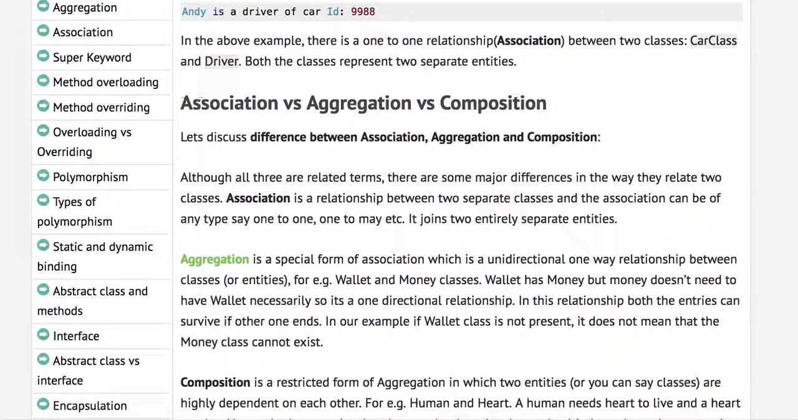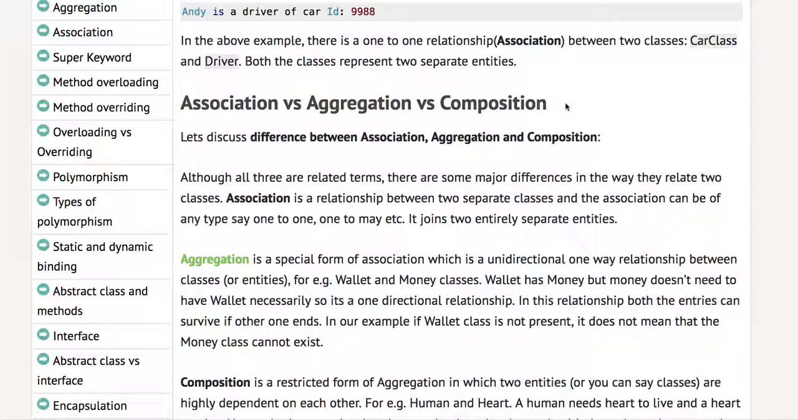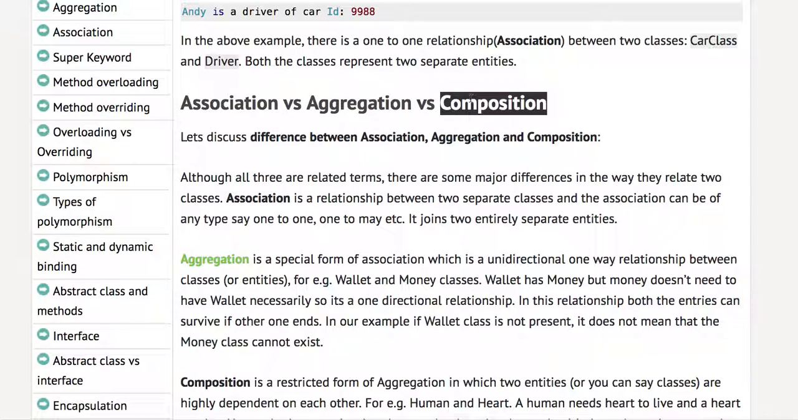So here we have a video on association, aggregation, and composition. They all describe the same idea, except there are small differences in each of the terms, right? So association is like the most general. This is the less general, and this is the very specific idea, right? So composition, how does it work?